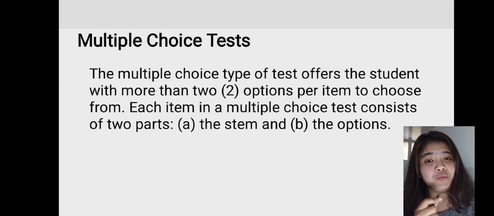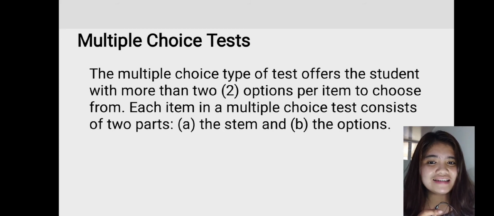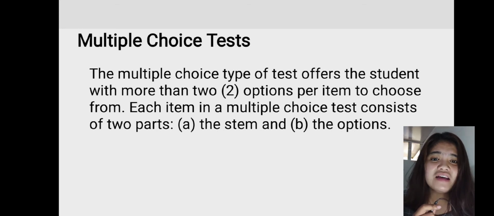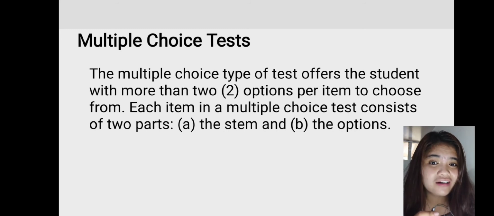The multiple choice type of test offers the student more than 2 options per item to choose from. Each item in a multiple choice test consists of 2 parts, the stem and the options. In the set of options, there is a correct or best option while all the others are considered distractors. The distractors are chosen in such a way that they are attractive to those who do not know the answer or who are guessing, but at the same time have no appeal to those who actually know the answer. It is the feature of multiple choice type tests that allows the teacher to test higher order thinking skills even if the options are clearly stated.